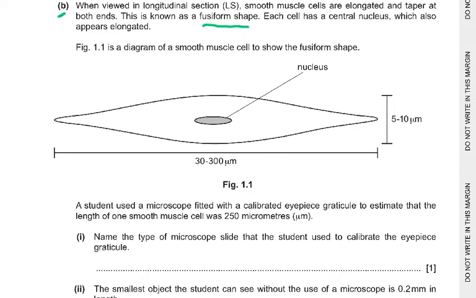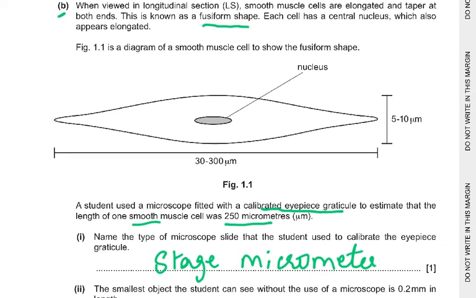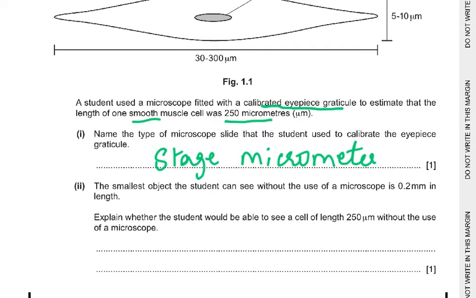A student used a microscope fitted with a calibrated eyepiece graticule to estimate that the length of one smooth muscle cell was 250 micrometers. Name the type of microscope slide that the student used to calibrate the eyepiece graticule. Well, that's simple. It was a stage micrometer. So the stage micrometer will help to calibrate the eyepiece graticule.